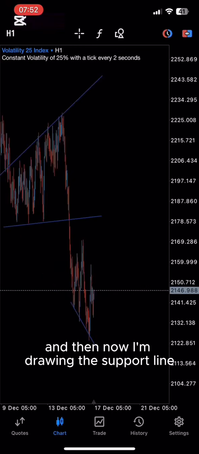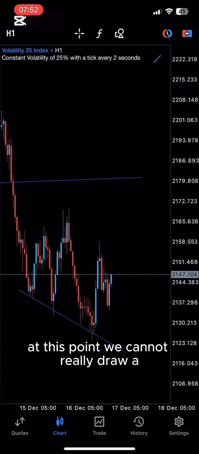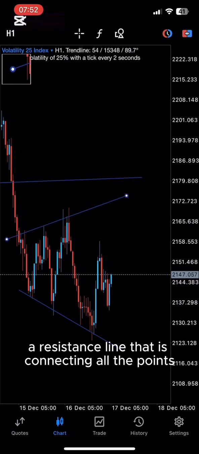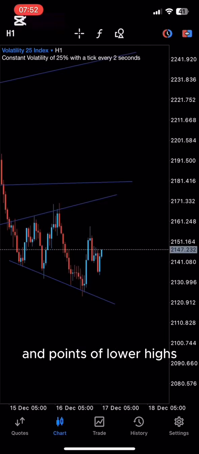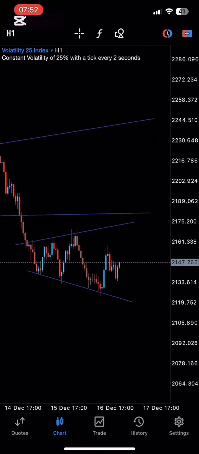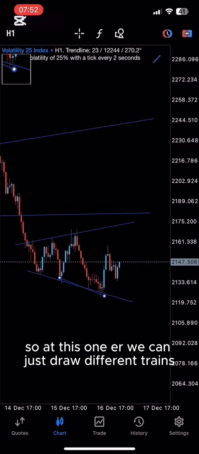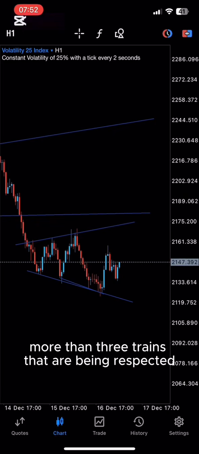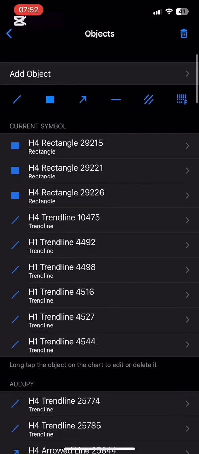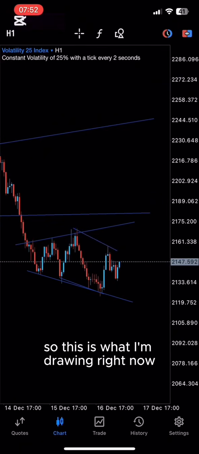And then now I'm drawing the support line. But as you can see, at this point we cannot really draw a resistance line that is connecting all the points. As you can see, there were points of higher highs and points of lower highs. So at this one, we can just draw different trends. As you can see, I've drawn more than 3 trends that are being respected. But then we have to look at the current one. So this is what I'm drawing right now.